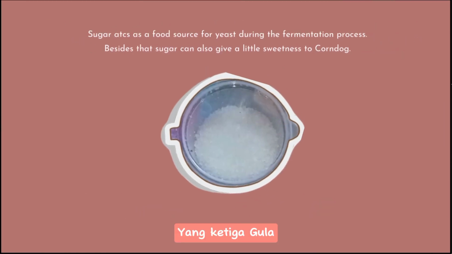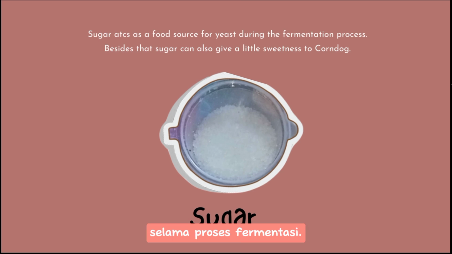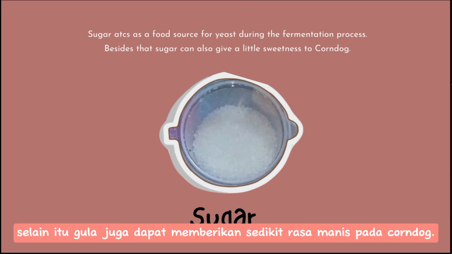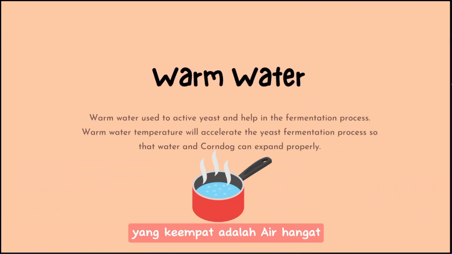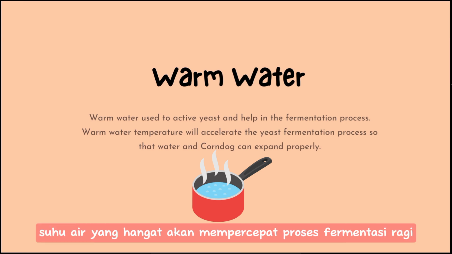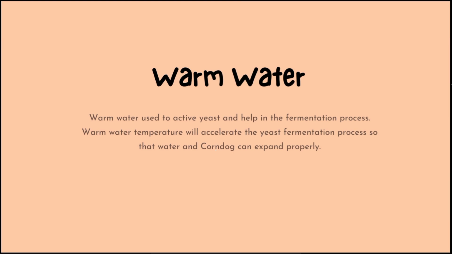Third is sugar. Sugar is a food source for yeast during the fermentation process. Besides that, sugar can also give a little sweetness to corn dog. And the fourth is warm water. Warm water is used to activate yeast and help in the fermentation process. Warm water temperature will accelerate the yeast fermentation process, so that the dough can expand properly.